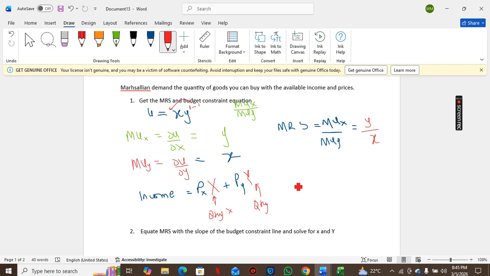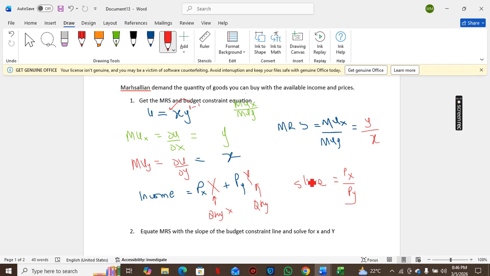Yes, so the slope of the budget constraint equation is PX, the price of good X, over the price of good Y. Also, this slope just tells us how many units of Y you're giving up to gain 1 unit of X.